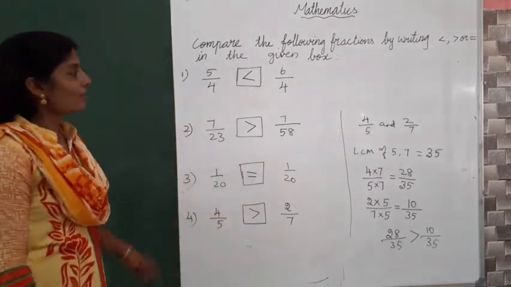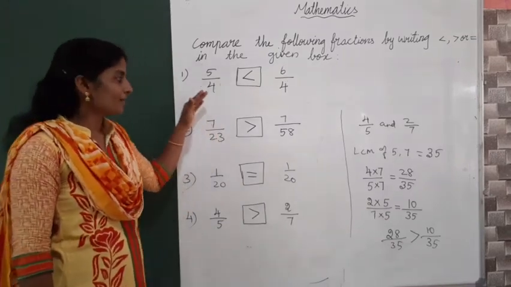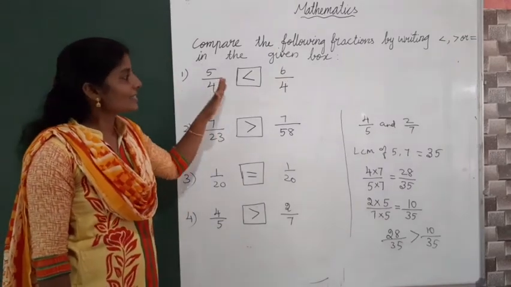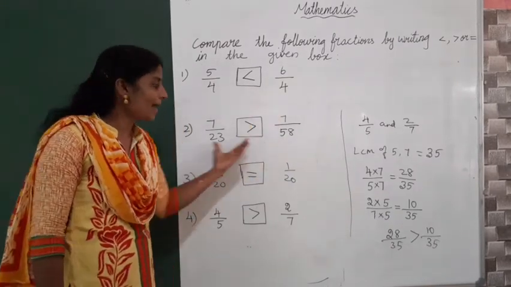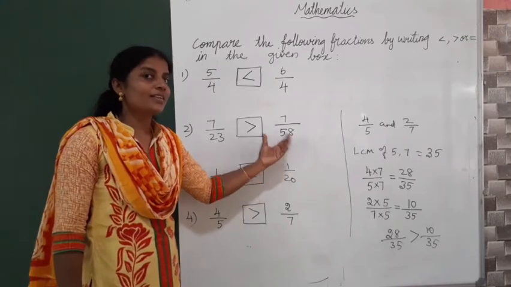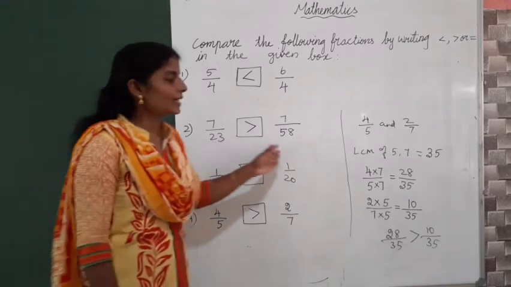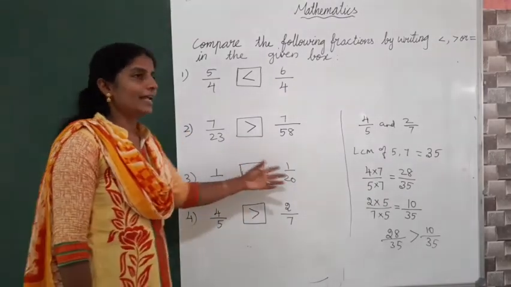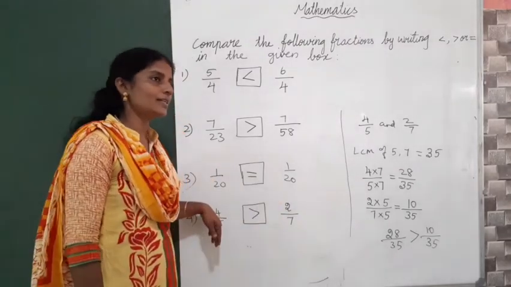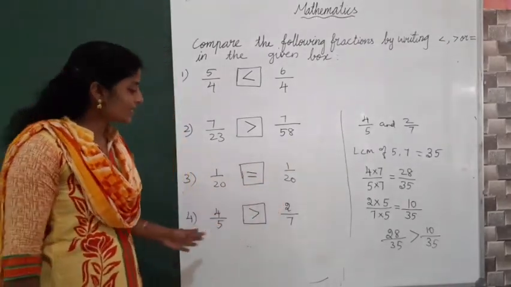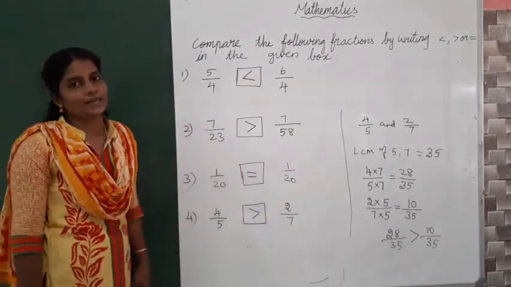Are you clear? What does the same denominator mean? We compare the numerators; which is greater, that is the greatest fraction. The same numerator means we compare the denominators; which is smaller, that is greater. Okay. The same numerator and same denominator means they are equal. So 4 by 5 and 2 by 7 have different denominators and numerators, so we change to the same denominator. After that we can compare which is greater.